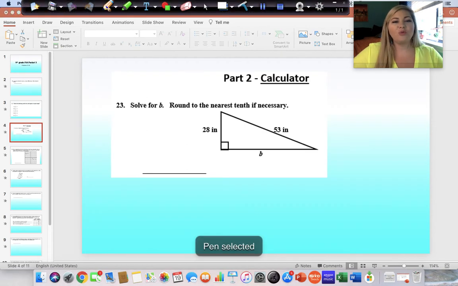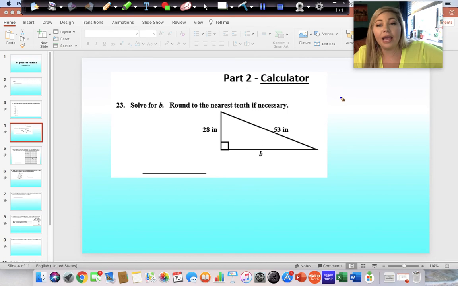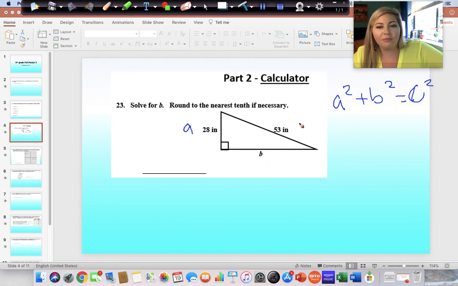All right, 23, solve for B. Again, a squared plus b squared equals c squared. Okay, so here's our a, here's our b, and here's our c. Your c length is always going to be your hypotenuse, which is that slanted side. So a squared is 28 squared. Sorry, I obviously cannot write today. And then 53 squared would be our hypotenuse, or our c.